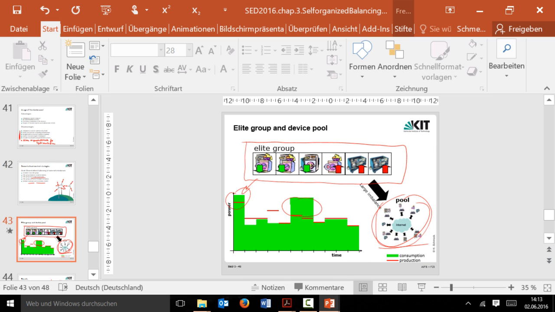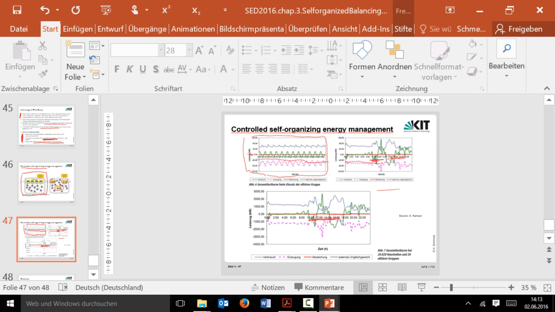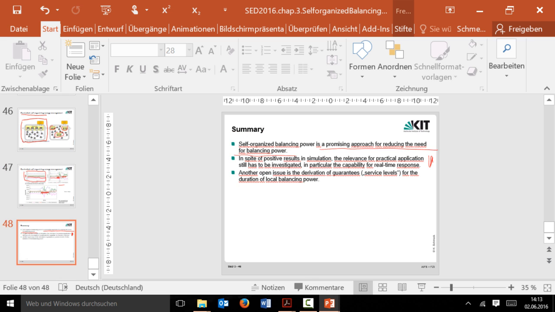I showed you that this is an idea where we have this cascaded version, where we have an immediate response from the elements in the elite group, and then a little bit time-delayed response if necessary from the pool. And in this way we have something which resembles in some way the balancing scheme that we know from primary, secondary, tertiary control. Okay, so that was that chapter. I showed you some results of that scheme for balancing power.